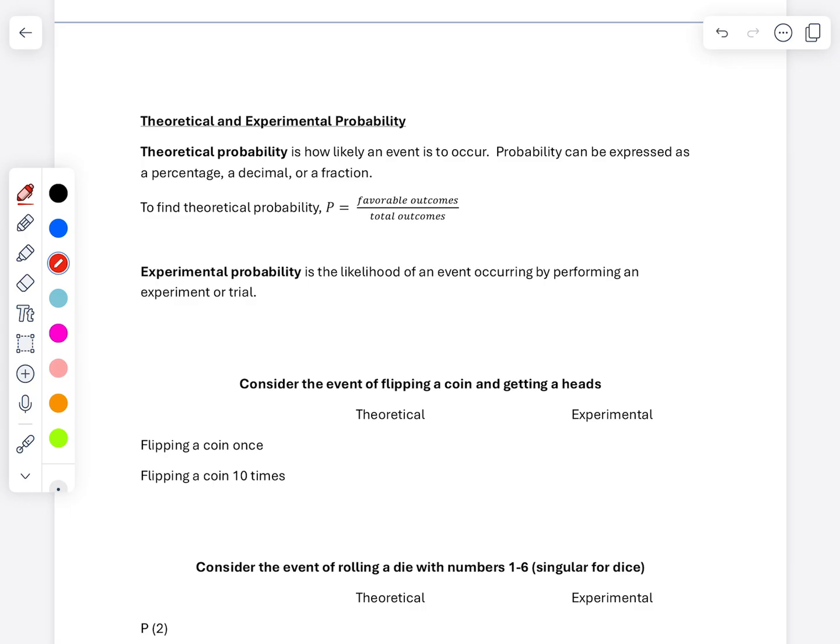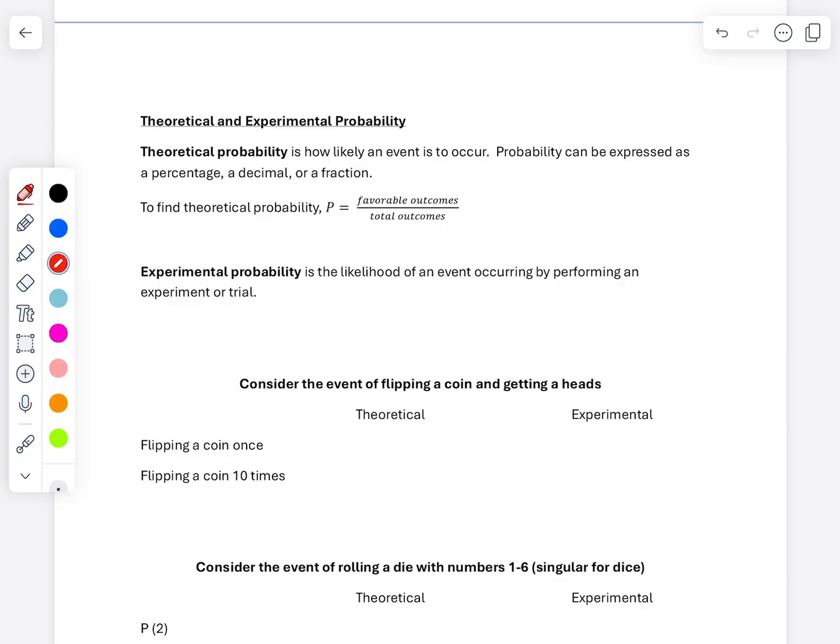These are the notes for theoretical and experimental probability. Theoretical probability is how likely an event is to occur. Probability can be expressed as a percentage, a decimal, or a fraction. In order to find the theoretical probability of something occurring, you need to take the favorable outcomes and divide that by the total outcomes. And that'll give you your decimal answer for your probability.